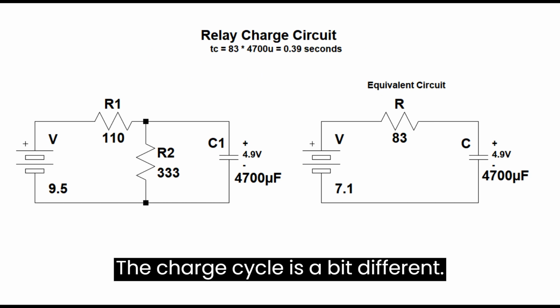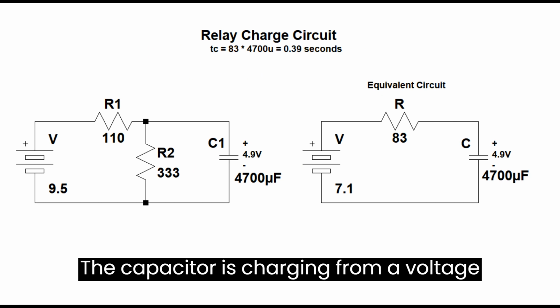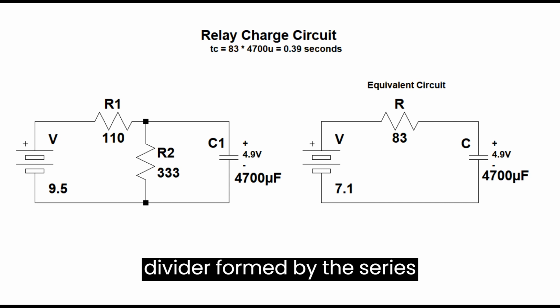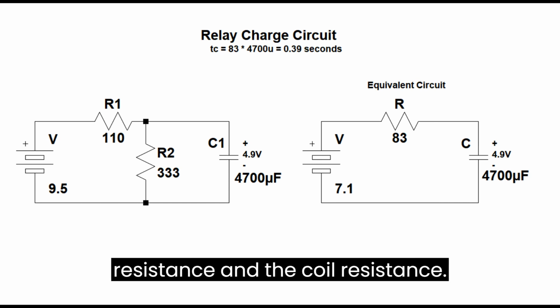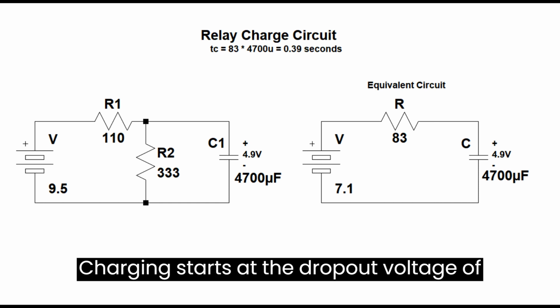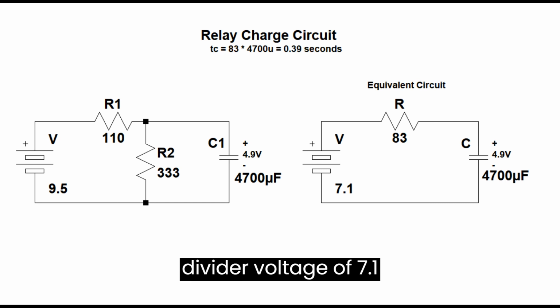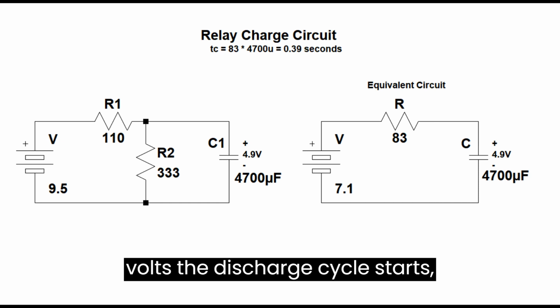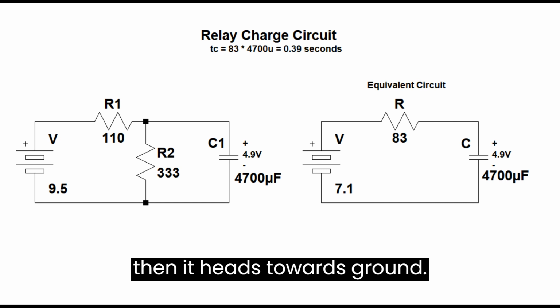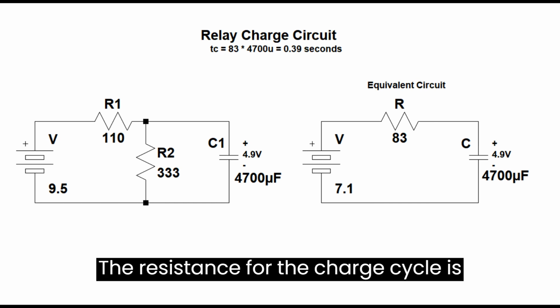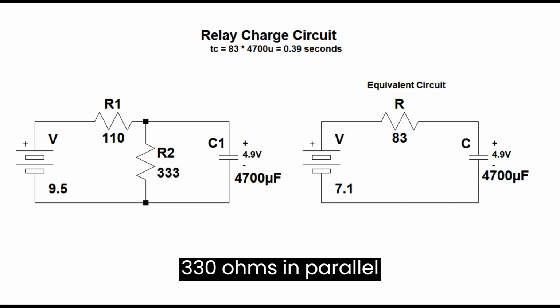The charge cycle is a bit different. The capacitor is charging from a voltage divider formed by the series resistance and the coil resistance. Charging starts at the dropout voltage of 4.9 volts and heads towards the divider voltage of 7.1 volts. At around 6.1 volts, the discharge cycle starts, then it heads towards ground. The resistance for the charge cycle is 330 ohms in parallel with 110 ohms, or 83 ohms.